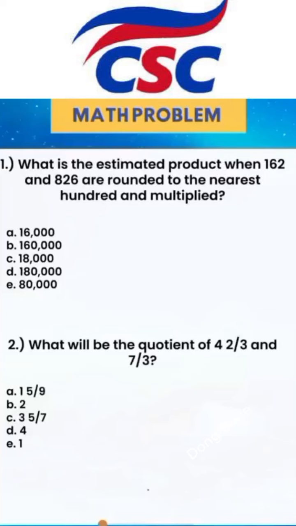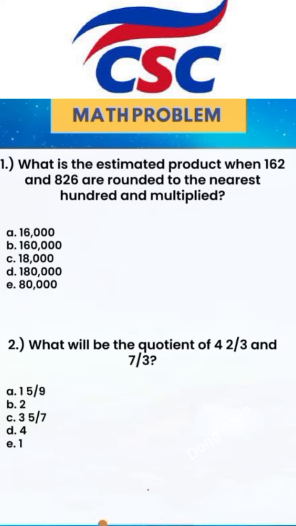Okay, review tayo for coming civil service exam. Sagutan natin itong 2 problems para patuloyan po tayo ma-review. Okay, number 1, what is the estimated product when 162 and 826 are rounded to the nearest hundred and multiplied?